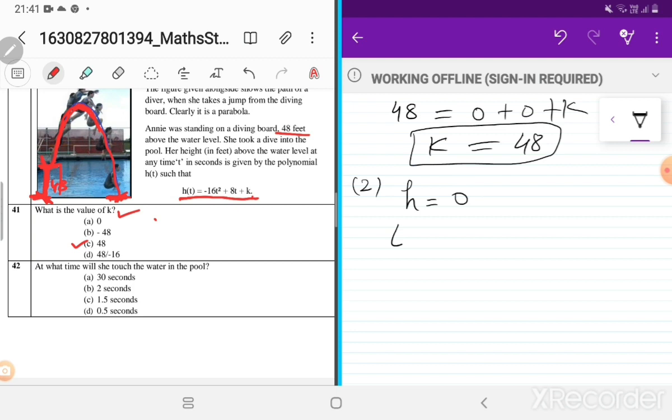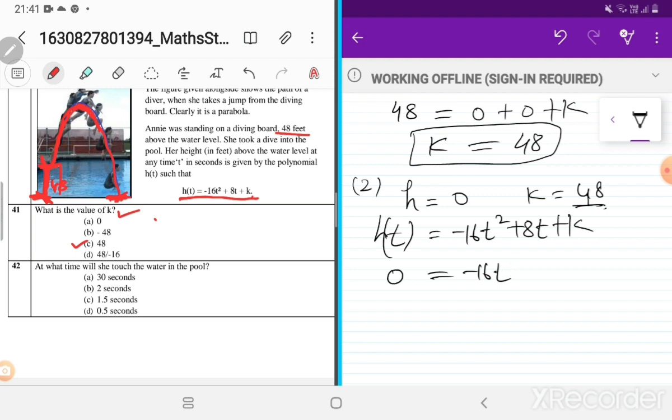Again we'll write this polynomial h(t), that is minus 16t square plus 8t plus k. Here h is 0. I know my k, that is 48. In our previous question we already found this one, so we can substitute k here. So h is 0, minus 16t square plus 8t plus 48. Now I'll divide it by 16, or you can say by 8.